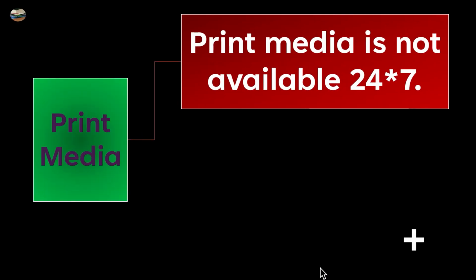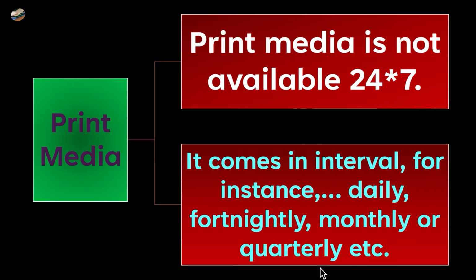Okay, next we continue about print media. Print media is not available 24 hours and 7 days. That's very much clear. It comes in intervals, for instance, daily, fortnightly, monthly, or quarterly, etc. We have a daily newspaper, sometimes a fortnightly or monthly magazine, or a quarterly journal. So it comes in intervals, not every moment, every second as we have in electronic media.